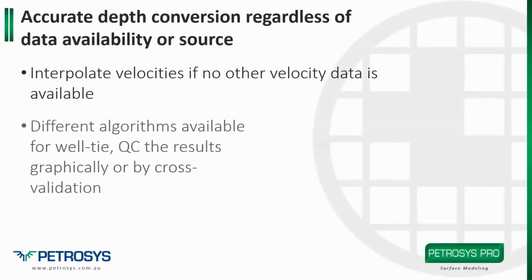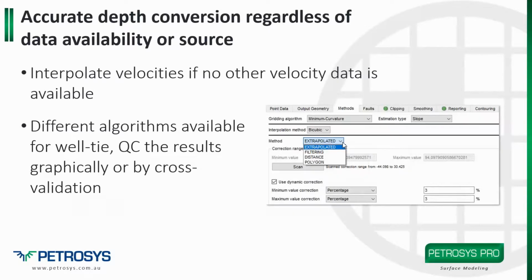Using the time depth trend option, you can also interpolate velocities even if you have no other velocity data available. And once we move to tie our depth grid to well data, we have a variety of algorithms available to the user here too, so they can choose what works best for their data. The correction grid and mistie report are very useful to help with QC of a well tie.